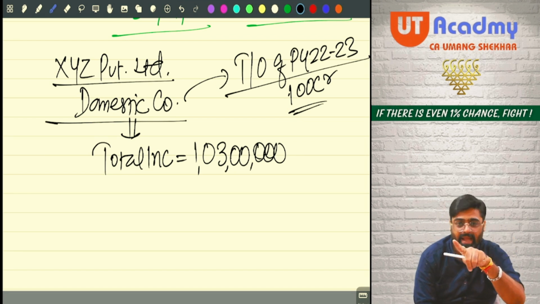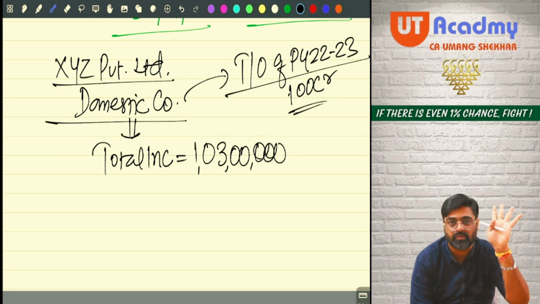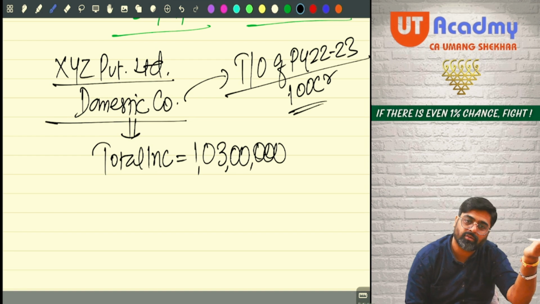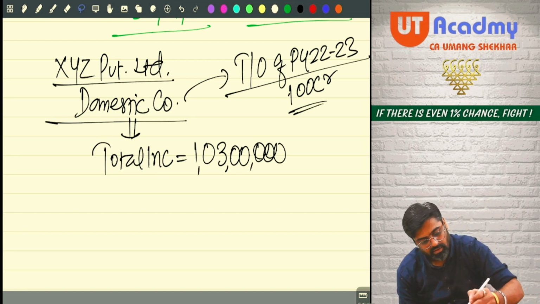So what will be the tax rate applicable to this company? 30% or only 25%? Only 25%, sir. Yes or no? So now I will apply 25% on this income only. Sure? Come on, tell me.